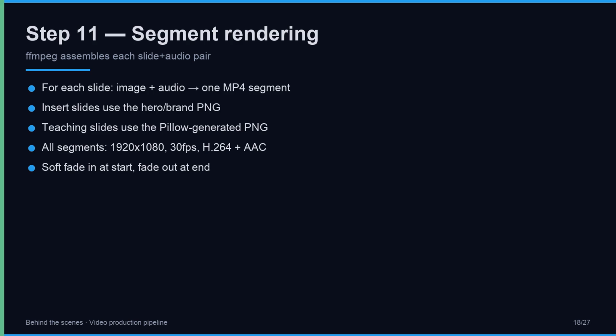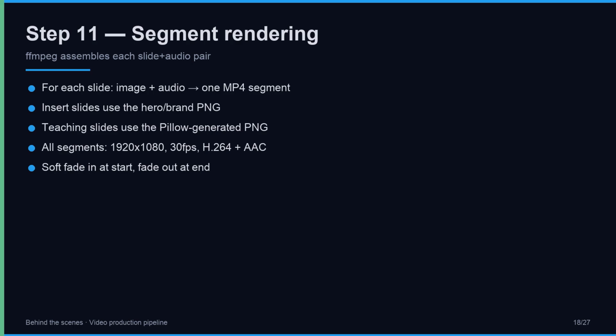Teaching slides use the Pillow-generated PNG from the slides folder. All segments are 1920 by 1080, 30 frames per second, H.264 video with AAC audio. Each segment gets a soft fade in at the start and a fade out at the end, creating smooth visual transitions without any NLE editing software.